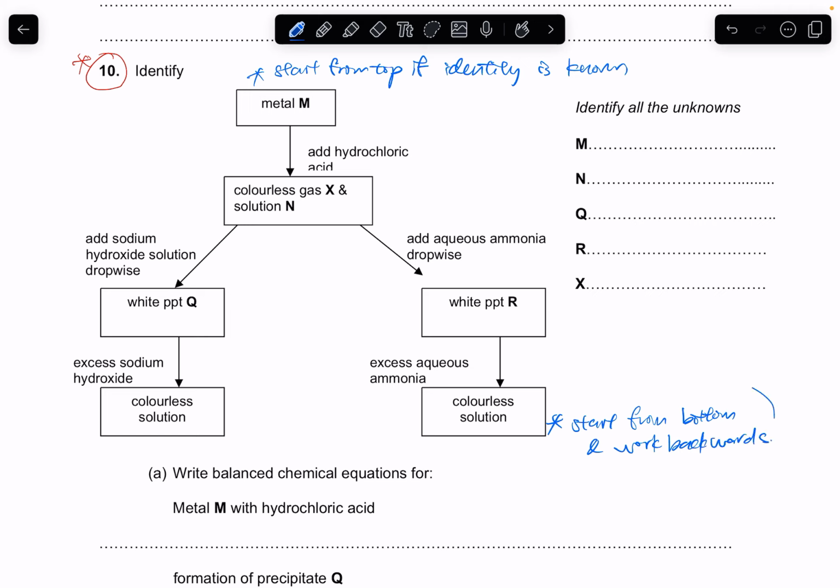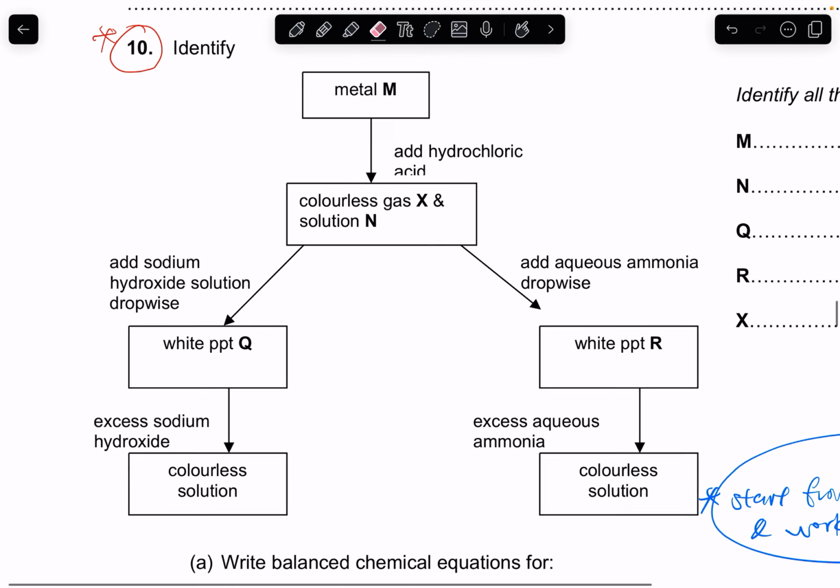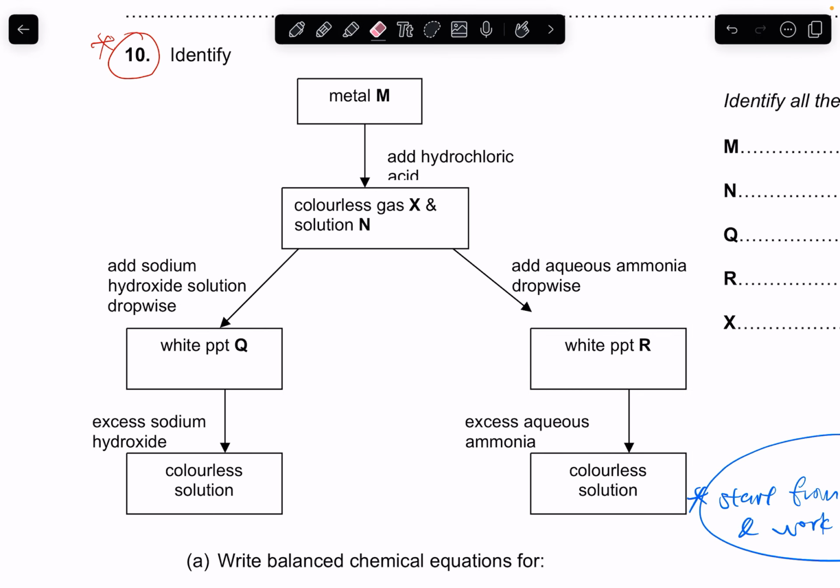Now this second method is more common. Let me just show you how to use this. Again, what we want to do is look out for known reactions. If I look at the left and the right arm, sometimes there's no right way to start. I just start from the left. In this case, add sodium hydroxide dropwise, I get a white precipitate that dissolves in excess to give a colorless solution.